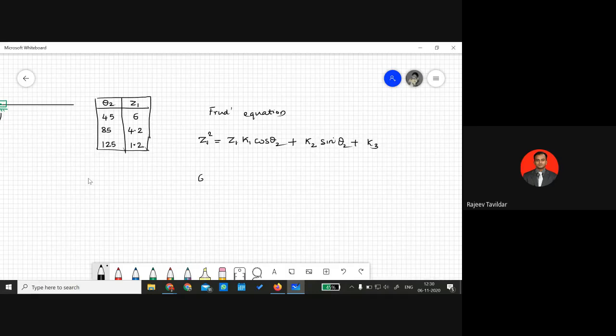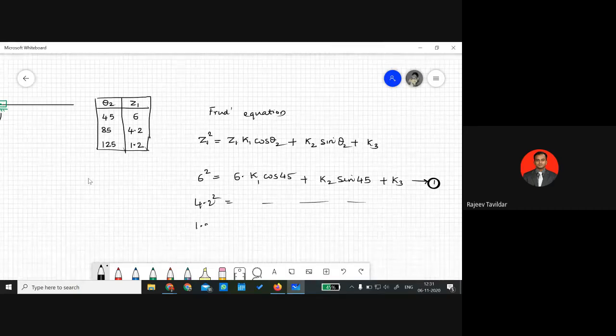So the first equation will be, this is 6 square equal to 6 multiplied by K1 multiplied by cos of 45 plus K2 sine of 45 plus K3. Okay, this will be your first equation. Similarly, second and third you can get it by substituting the respective Z values. So for example, this will be 4.2 square equal to so on, and the third equation will be 1.2 square equal to the other part. So equation 2 you will get it, and equation 3 you will get it.